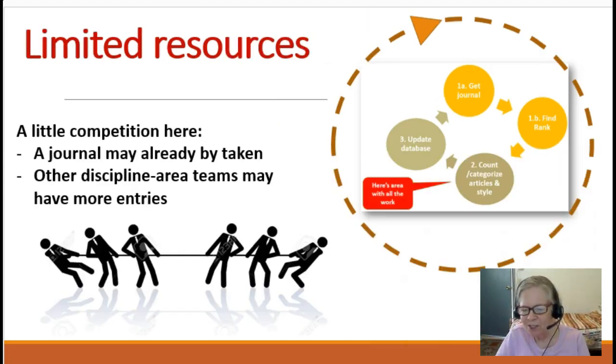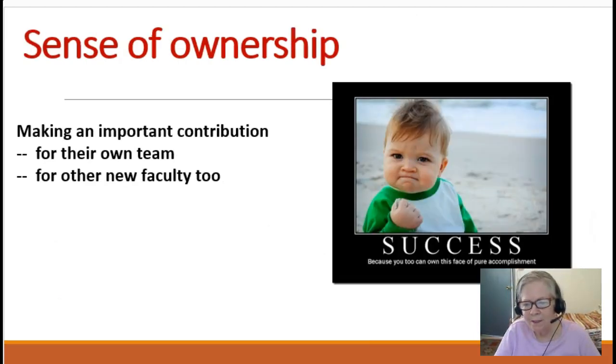Part of the challenge here is that there is a little competition. The different faculty members are going to want to, number one, see if that journal hasn't already been reported on, which means they can't use that same journal. And they also see whether other discipline teams might be further ahead of them. Once they've put in their data, they know that they've contributed to their own team and to the other new faculty. So they've really had a sense of success there.